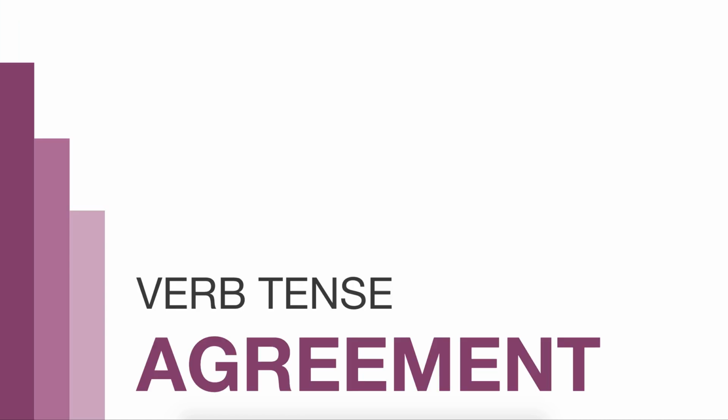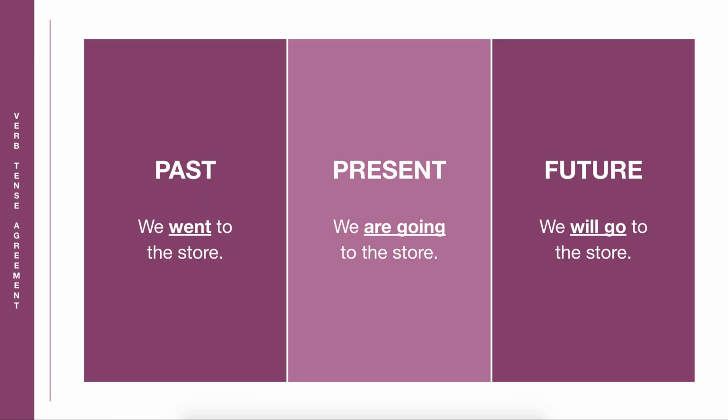Finally, though, we need to talk about verb tense agreement. And verb tense agreement simply refers to when all of the verbs in some sort of passage, maybe it's a sentence, maybe it's a paragraph, all have the same tense. That is what we want. When they don't have the same tense, that is a grammatical error.